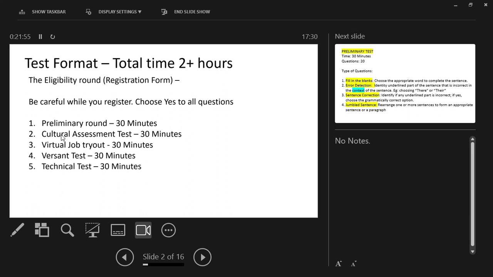Do remember that only preparation is the key to passing the test. Even people who have good experience in international voice process are not able to pass the test. It is only because they did not prepare for it. If you prepare for the test, only then will you have a chance to pass. Otherwise, you will not pass the test.